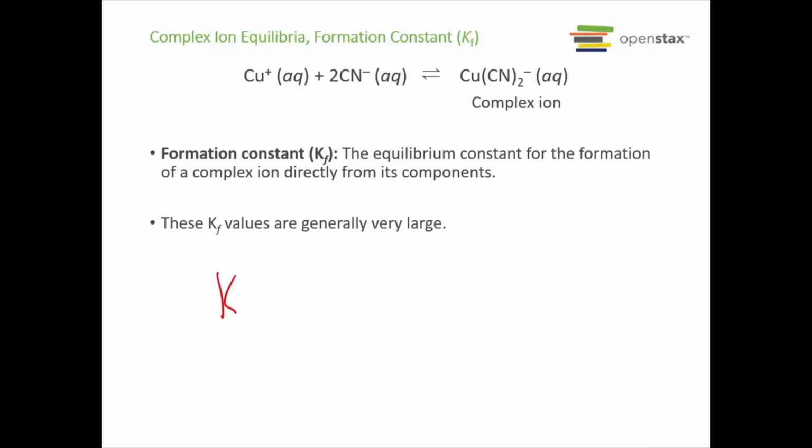So again, the Kf for this reaction is equal to our product, which is the concentration of the complex ion, divided by our Cu+ times our CN- squared. Okay, got that 2 in front of it, so you have to make sure you square it.